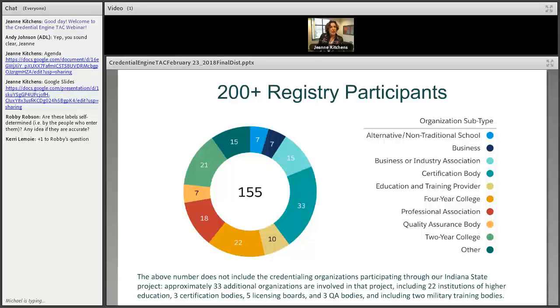This next slide gives you a breakdown of what the registry participants so far look like. Since we presented last time on the account system that's now available, I do believe this number has gone up. We're seeing new accounts coming in constantly now, which is really exciting. For these 200 registry participants, you can see a breakdown of the type of credentialing organizations or quality assurance bodies that are going into the Credential Engine account system, creating accounts, indicating their willingness to publish, and then moving forward with that publishing.